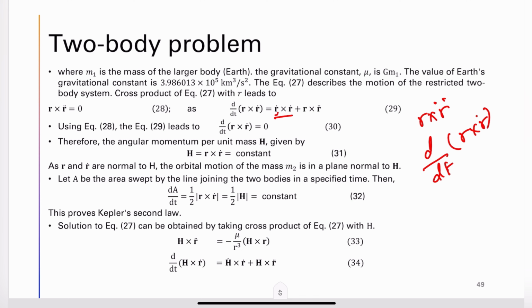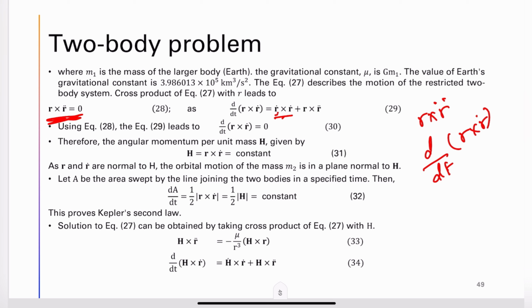We know that r cross r double dot is 0 because the acceleration of the center of mass is 0, because the system is an inertial system. That makes this 0. Similarly, the cross product of the same vector is going to be 0. So this leads to the equation d by dt of r cross r dot is equal to 0.